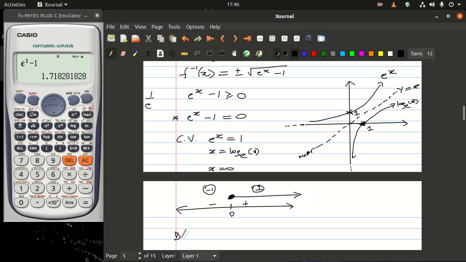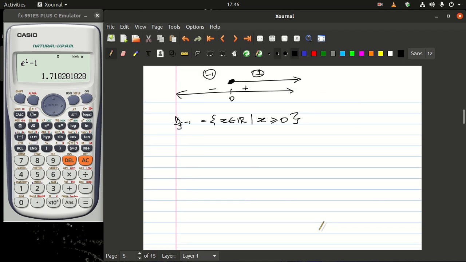So the domain of the inverse is going to be x is an element of real numbers such that x is greater than or equal to 0. And now, if you go further to find the range, you replace this with R of f, and then after that x with y. So you will have y is an element of real numbers such that y is greater than or equal to 0. So that's how you end up solving our problem number 3.